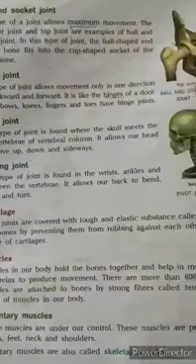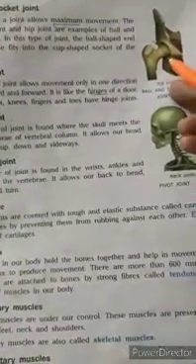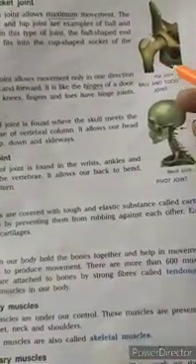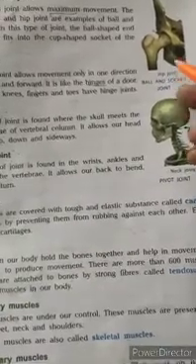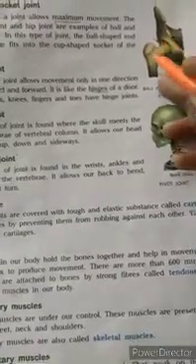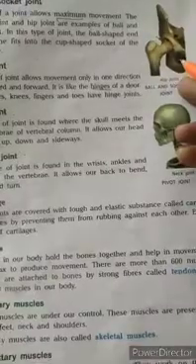So where do we find this type of joint? We find this type of joint, the ball and socket joint, in the hip region and in the shoulder region. Two places where we find ball and socket joint.